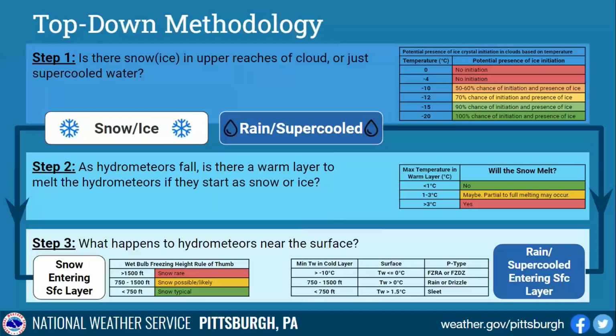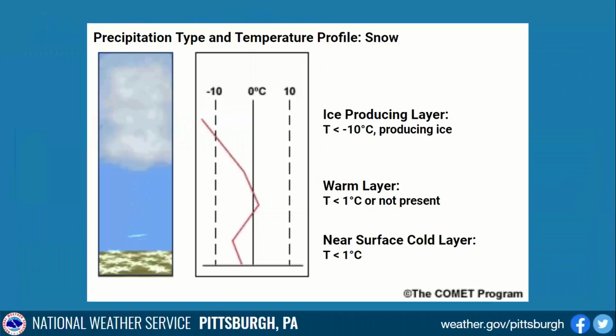And BuffKit is something that can really help you out with this, as you're just following that hydrometeor as it goes down through different layers at different temperatures closer to the surface. So this is what we're talking about when we're mentioning all of this, putting it all together into a sounding profile. This is what we would anticipate with snow.